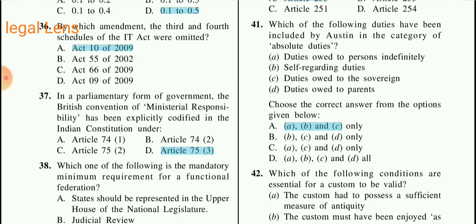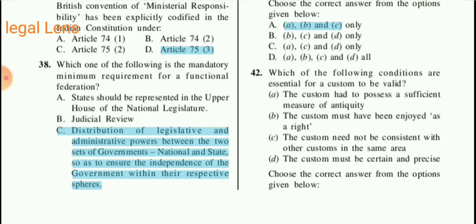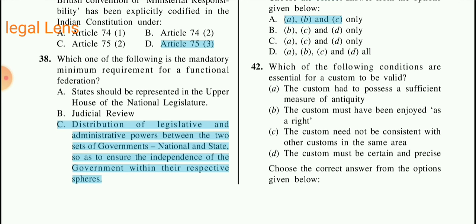So in a parliamentary form of government, the British convention of ministerial responsibility has been explicitly codified in the Indian Constitution under Article 75 Clause 3. Then which of the following is the mandatory feature? So option number C is right: distribution of legislative and administrative power between the two sets of government, national and state, so as to ensure the independence of the governments within their respective spheres.